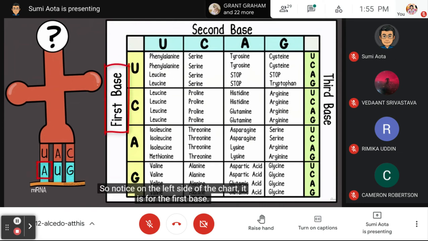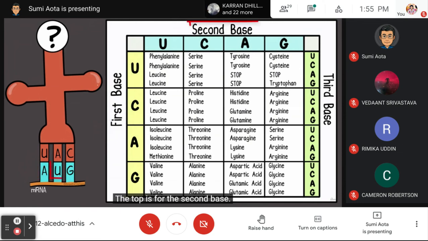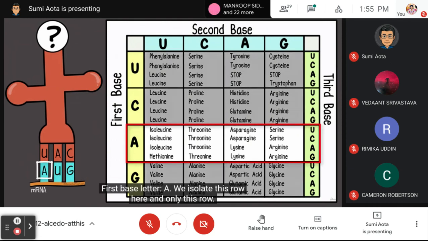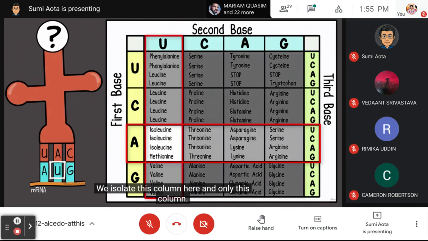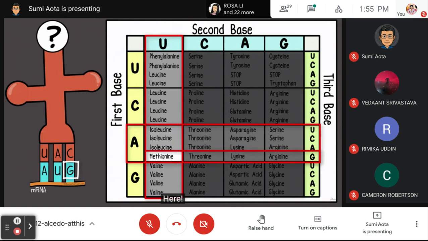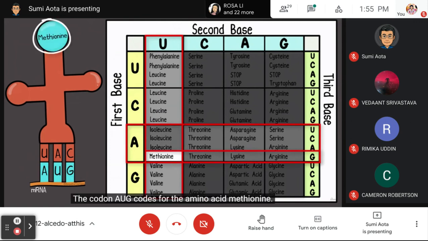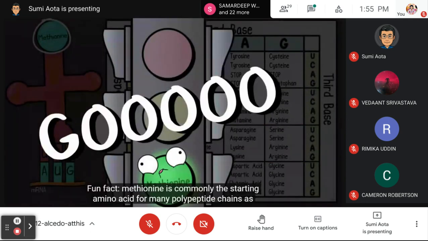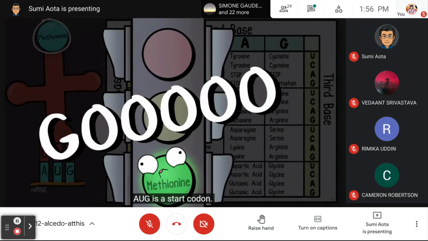So notice on the left side of the chart, it is for the first base. The top is for the second base, and the right side is for the third base. We're looking at the codon AUG. We go in order. First base letter, A. We isolate this row here and only this row. Second base letter, U. We isolate this column here and only this column. We've narrowed it down to this area here where they intersect. Third base letter, G. Here. The codon AUG codes for the amino acid methionine. Fun fact, methionine is commonly the starting amino acid for many polypeptide chains, as AUG is a start codon.